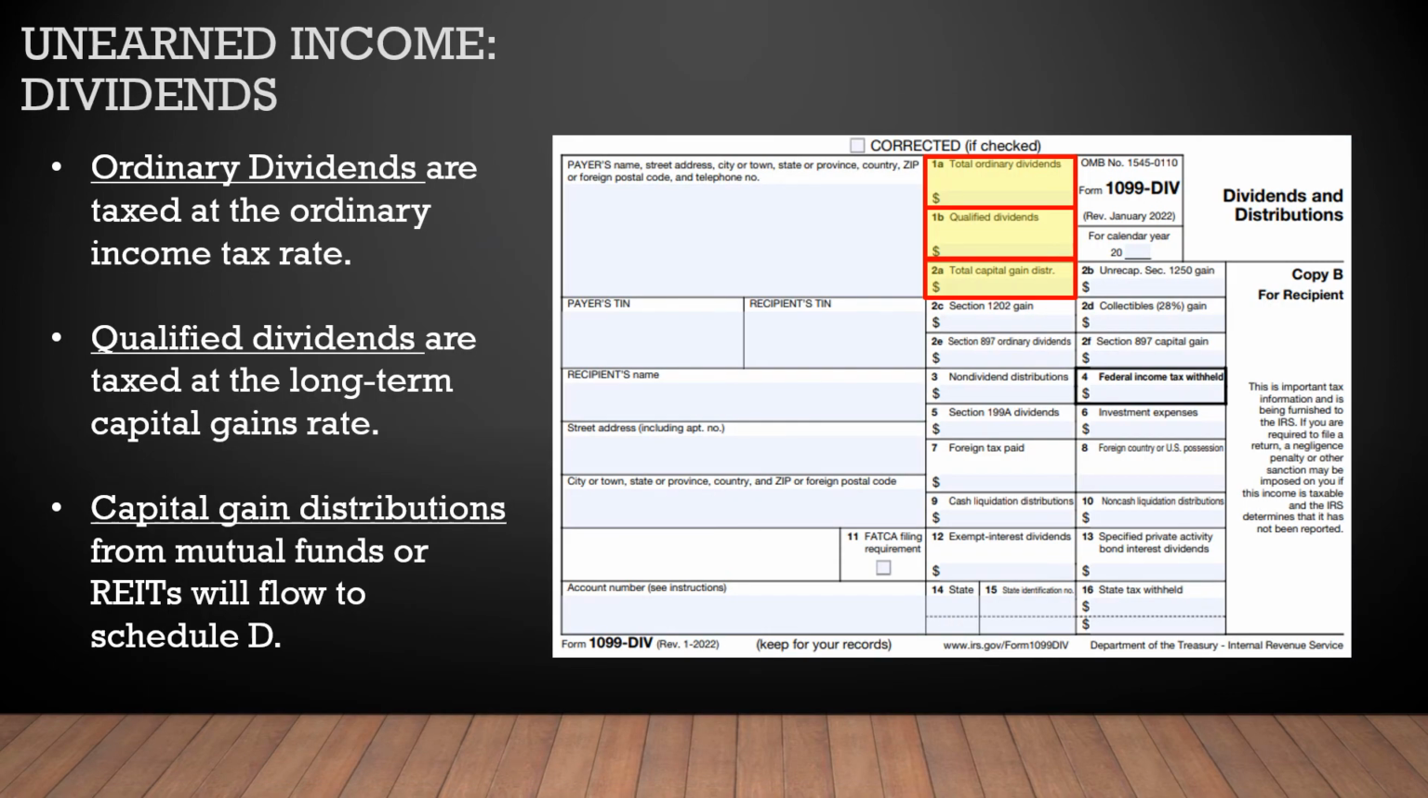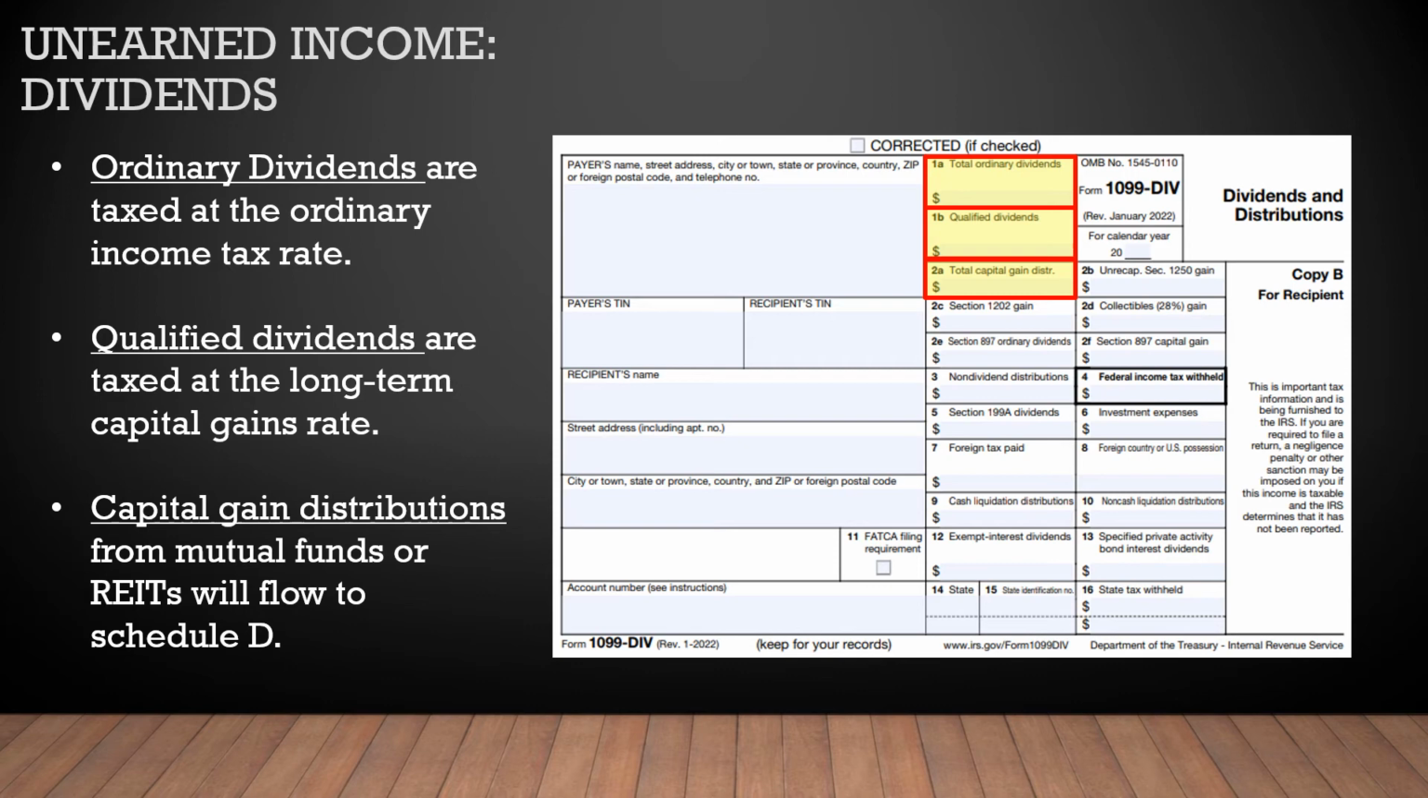Our next source of unearned income are dividends. And for those of you who maybe have not taken an accounting course, or just as a reminder to anybody who has taken an accounting course, a dividend is when our taxpayer owns a share of a company, and that company pays out some of their earnings to the shareholders. So our taxpayer gets a little bit of this income, and it's going to be reported to them, and then they are going to put that on their return as an unearned source of income.